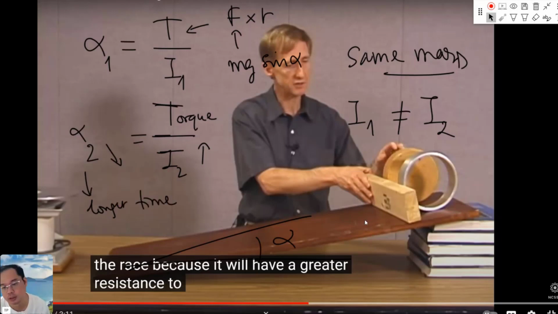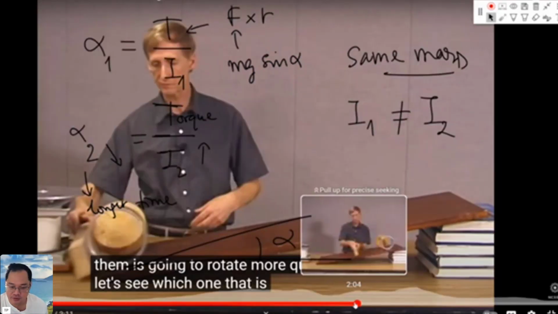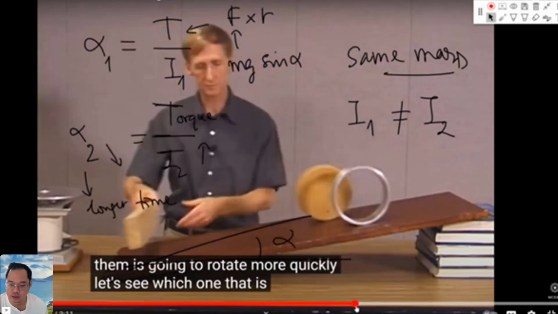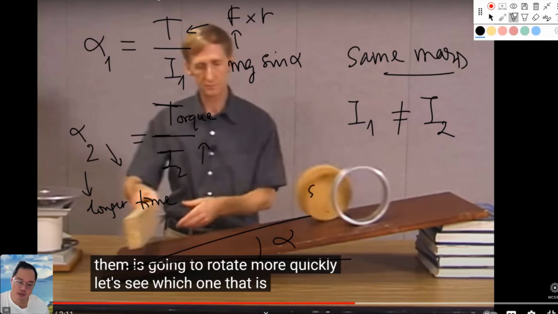Let's see which one. Our prediction was that the aluminum disc would hit the bottom first. We see obviously that the wooden one, the solid one, rotates faster, meaning that it has the higher acceleration, alpha, meaning it is this one.